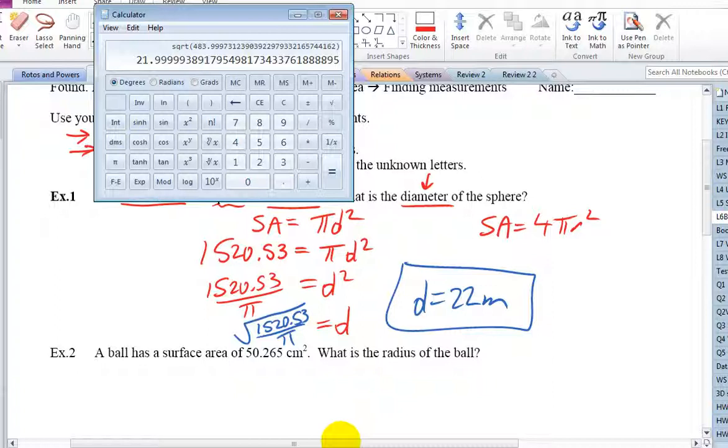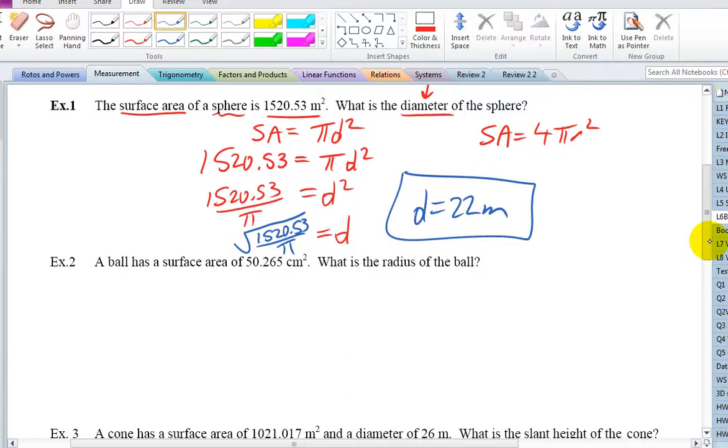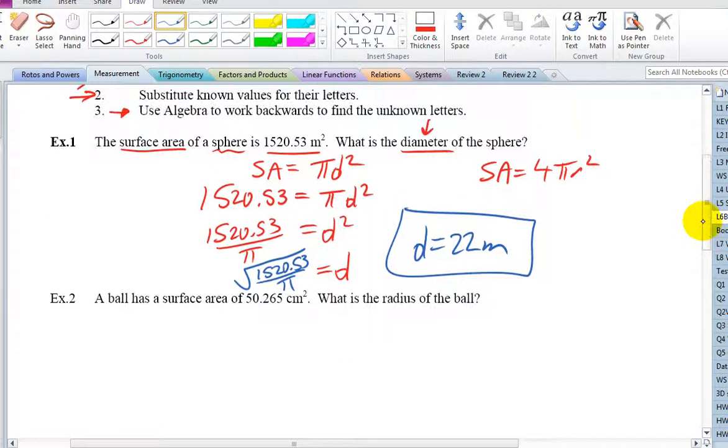Okay, how many people are having calculator issues? Anyone? Okay, type in 1520.53. Divide by pi. Equals. Good. Press square root. A and S button. Did you get the answer? Okay. Any questions?